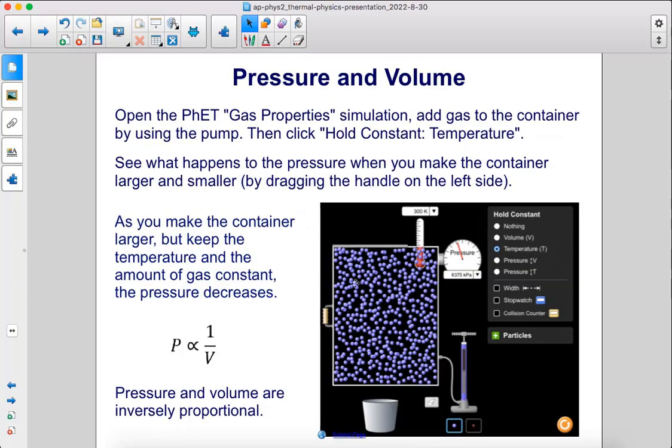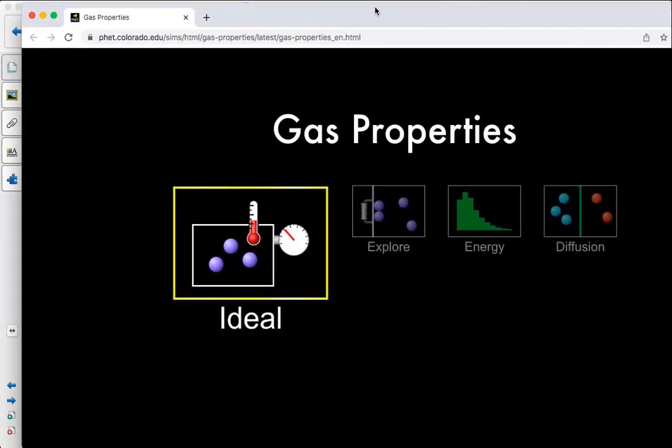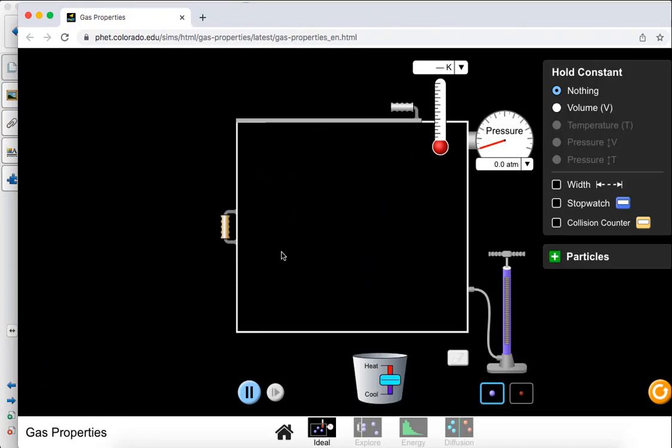Open the PhET gas properties simulation by clicking this little globe here. Add gas to the container by using the pump. Then click Hold Constant Temperature. See what happens to the pressure when you make the container larger and smaller by dragging the handle on the left side. Alright, so here we're going to click Ideal, and we'll go over what ideal gases are very soon.